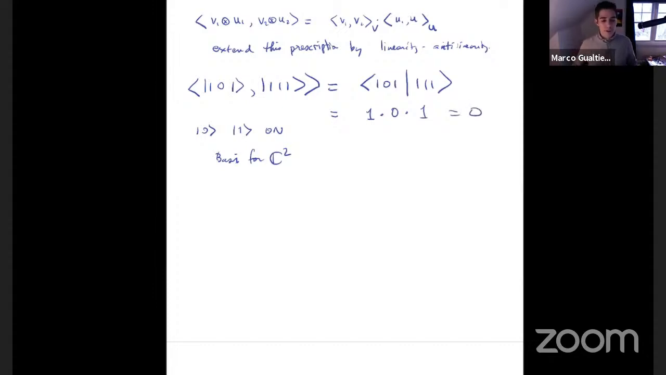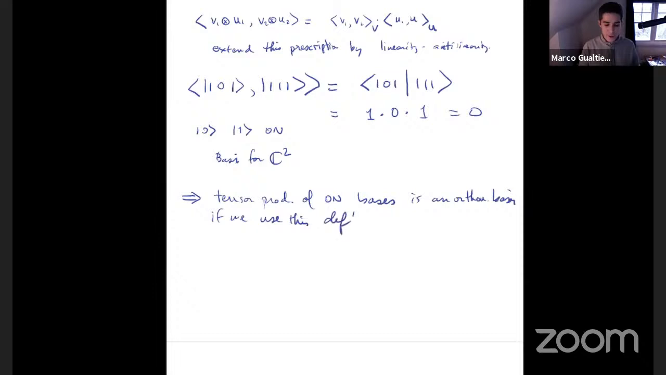Okay, so with this inner product, you can see that this would imply that the tensor product of orthonormal bases is an orthonormal basis, if we use this definition of the tensor product of inner products.